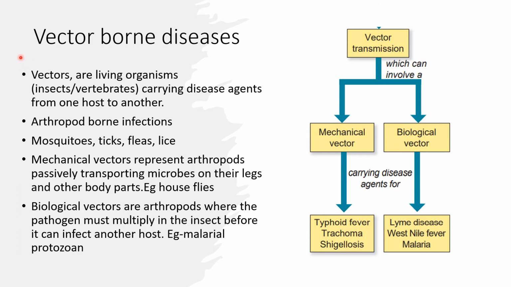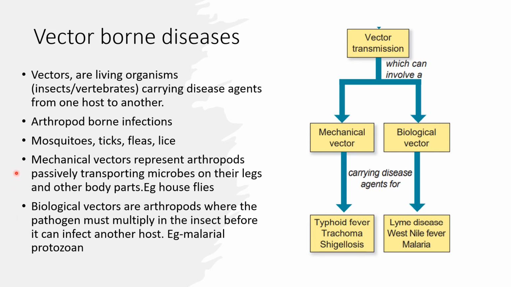Now let us see a little more in detail about vector-borne diseases. So what are vectors? Vectors are living organisms. They could be either insects or vertebrates like dogs, cats, bats, etc. These vectors carry the pathogen from one host to another host, thus causing disease. When the vector is specifically an insect like mosquitoes or ticks or fleas or lice, then that is called arthropod-borne infections. Now, the vectors can be either a mechanical vector or a biological vector.